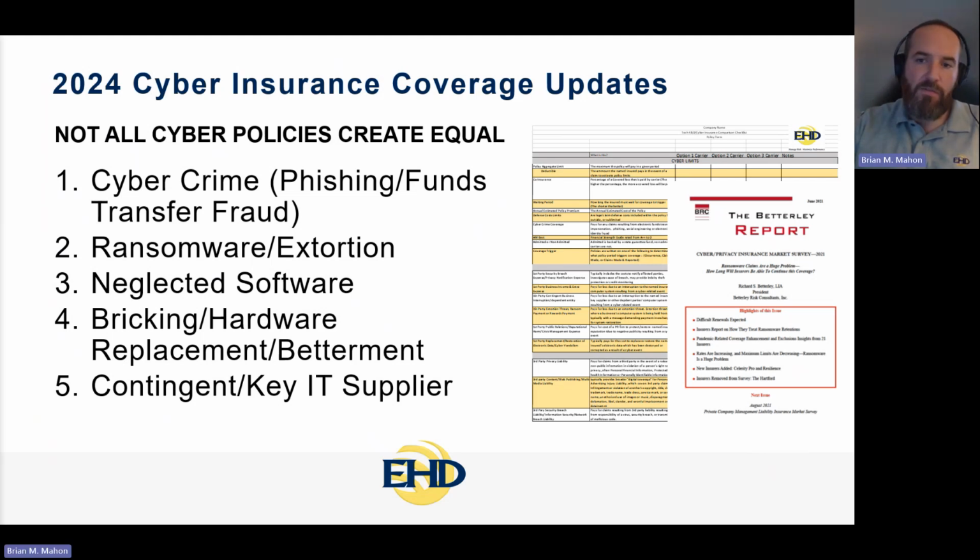You have to be very careful. This coverage is very sublimited, where maybe you have a few-million-dollar policy and you only have $250,000 of this contingent business interruption coverage.